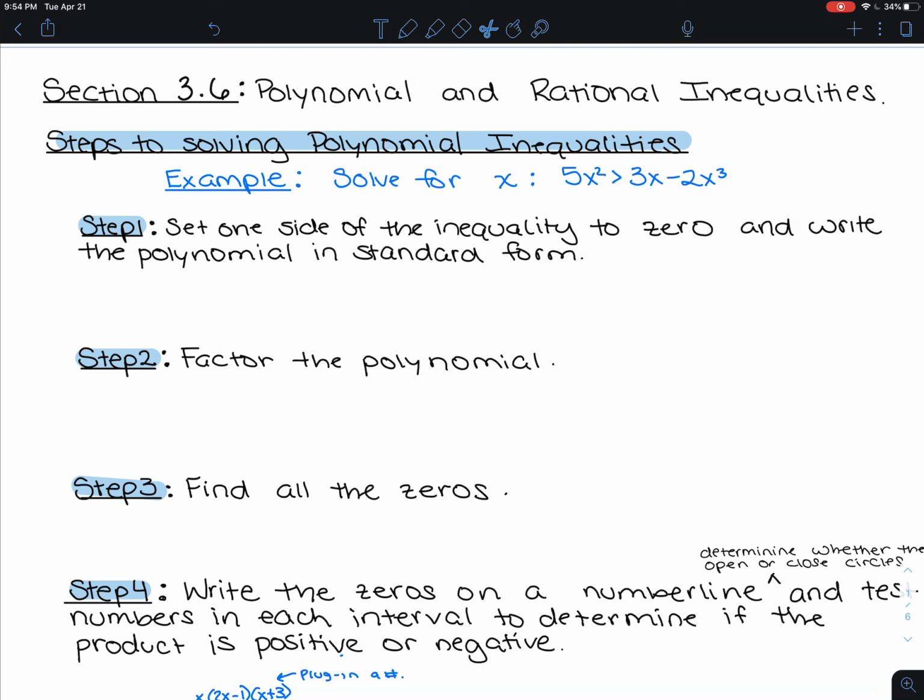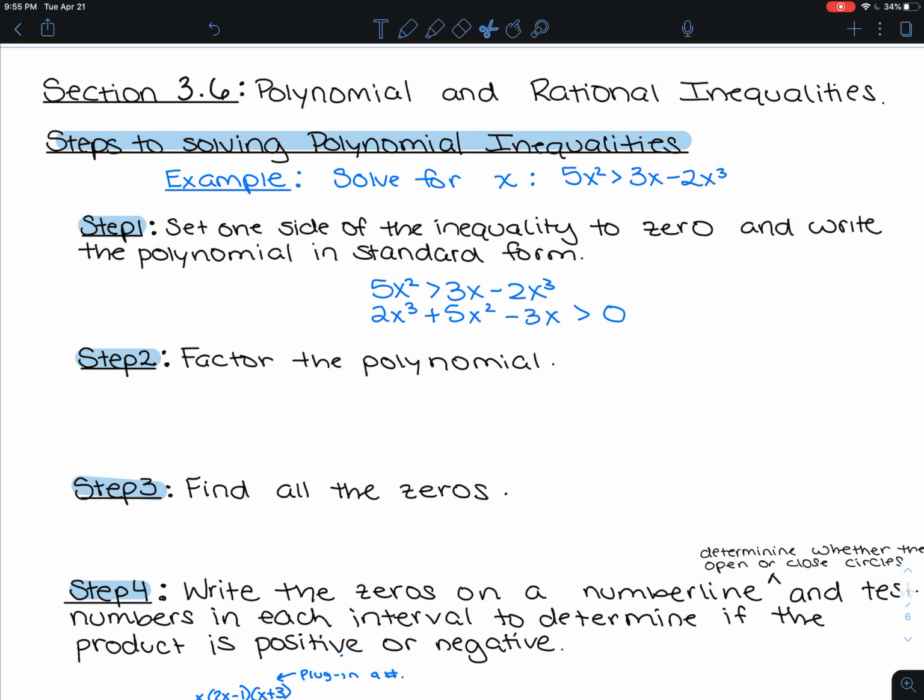The first thing you want to do is set one side of the inequality to 0. And I'll do that by subtracting 3x from both sides and adding 2x cubed to both sides. I'm also going to write it in descending order because this will be easier when I factor.